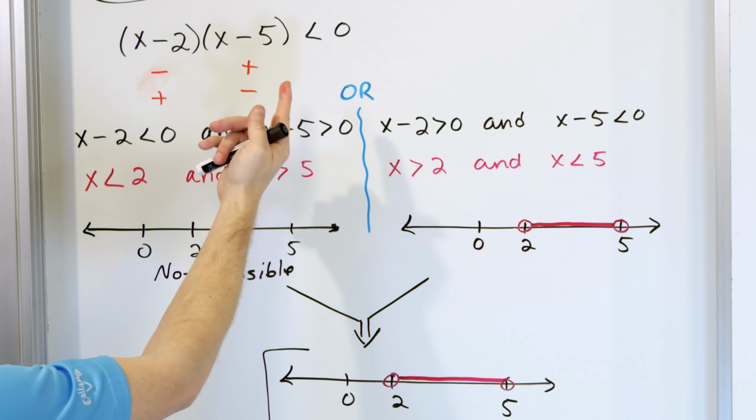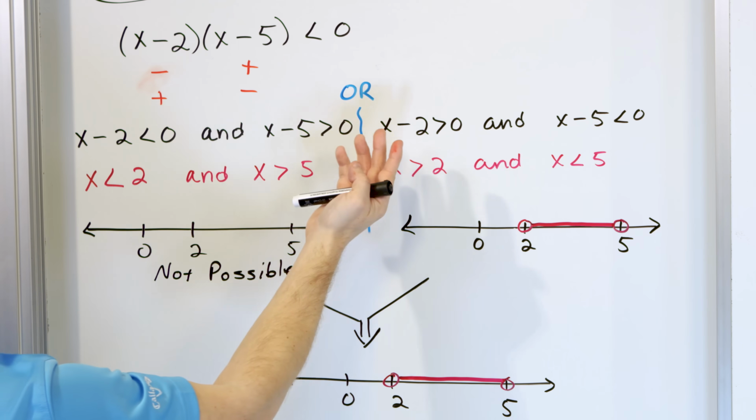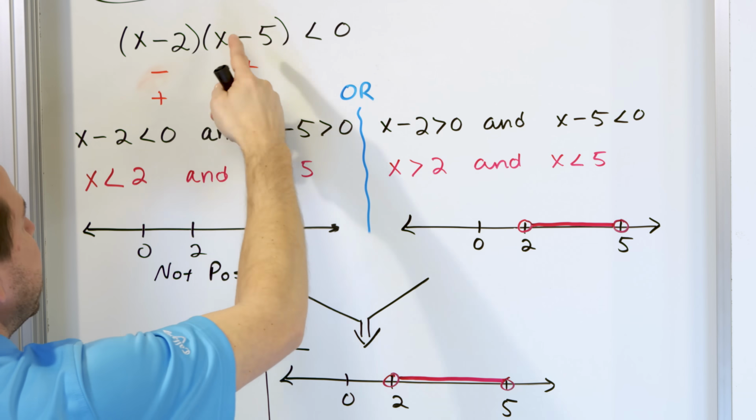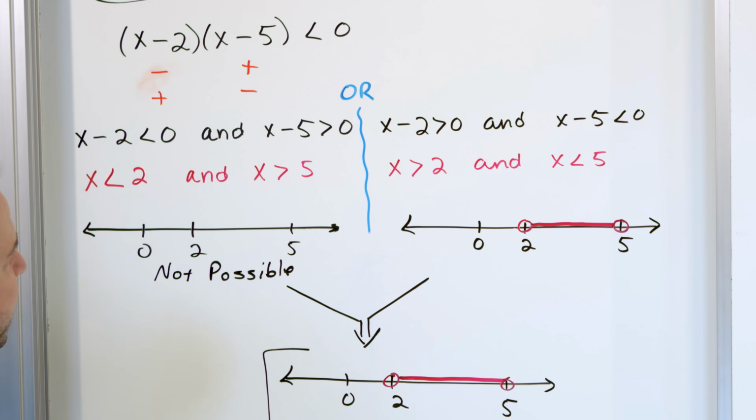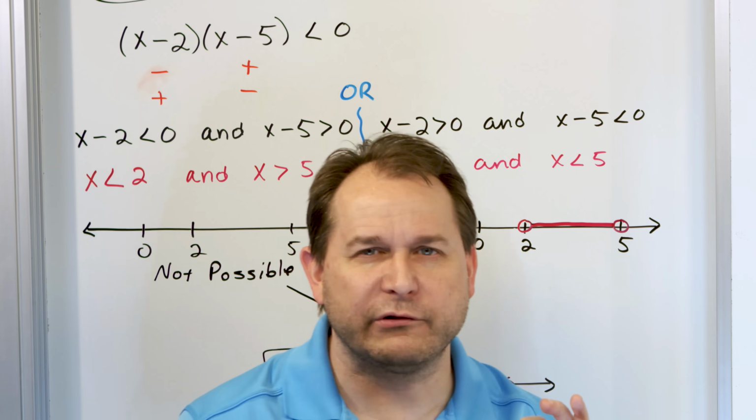6 minus 2 is... I'm sorry, 6 minus 2 is 4. And then 6 minus 5 is 1. So 4 times 1 is 4, and that doesn't satisfy either. But any number in this range will work. So that's the general idea we're going to do.